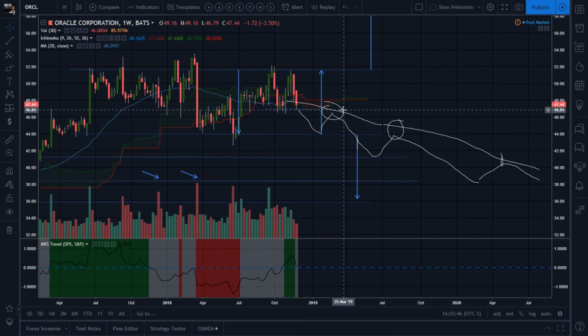Okay, ORCL, here you are. Here's the level 47. Check for a close below that. Until then, you're still in the stage 3.